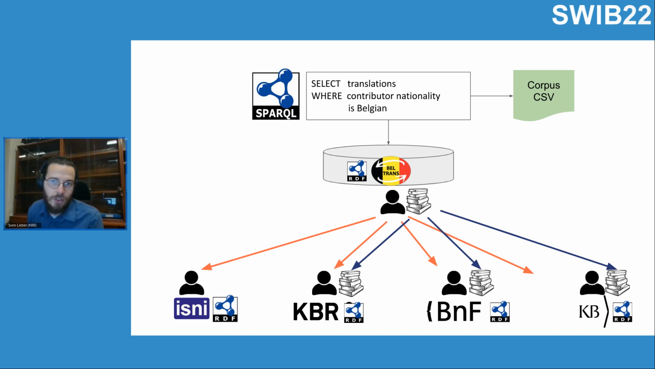For instance, we can filter on the nationality, which has to be Belgian. And this is important because some data sources might not provide sufficient information like nationality, but others do, so we have to follow the links. Then we create a CSV or an Excel sheet, which can be used by our research partners, who are not necessarily RDF and linked data experts.